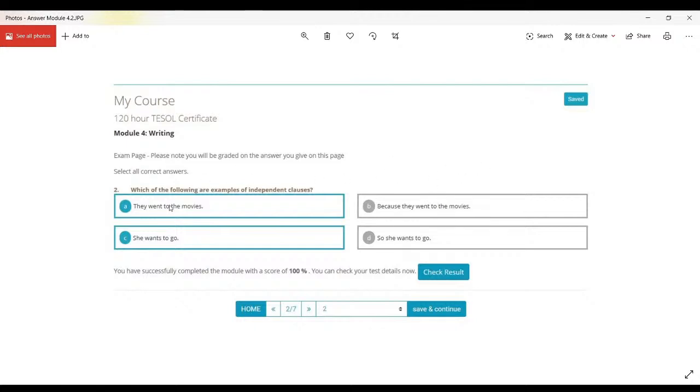Number 2, which of the following are examples of independent clauses? There are two answers here. First, they went to the movies. It is complete. It has a complete thought. Next is she wants to go. So these two answers, letter A and letter C, are examples of independent clauses. Check result, save and continue.